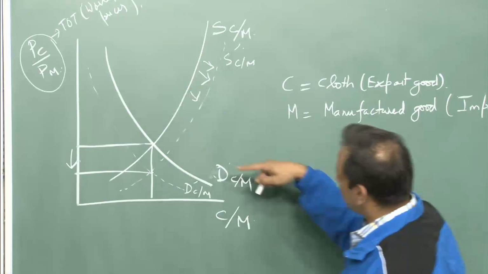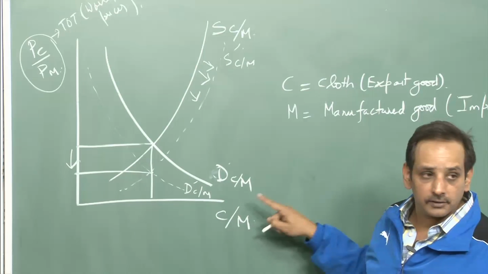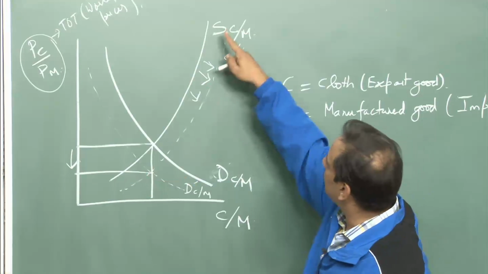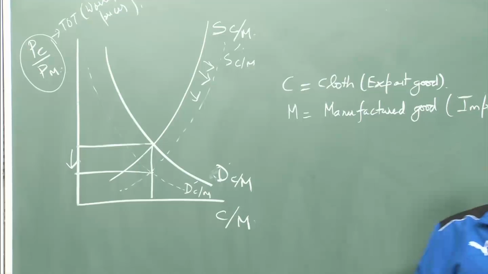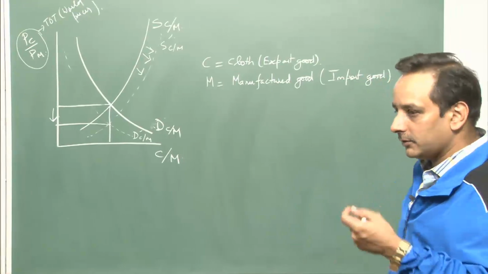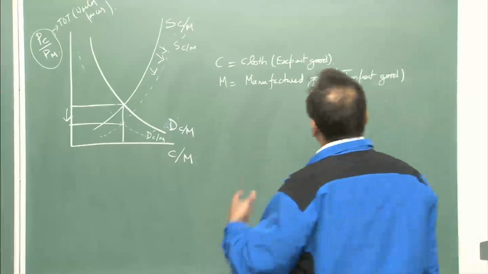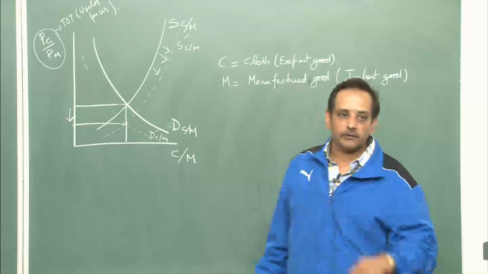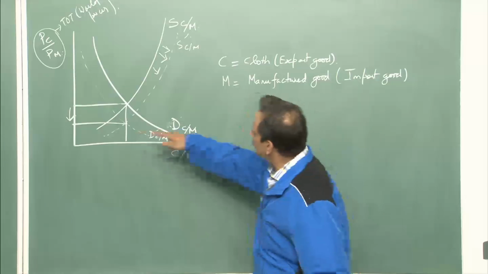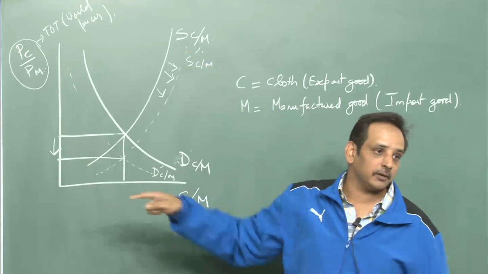You have cloth by manufacturing on the x-axis. So you have demand for cloth by manufacturing and you have supply of cloth by manufacturing. Now when export subsidies are given, the price that exporters receive is, say, PW plus S. So the price of export good goes up. As the price of export good goes up, the supply goes up. So when the supply goes up, the supply curve shifts to the right, SC by M. This is the new supply curve.